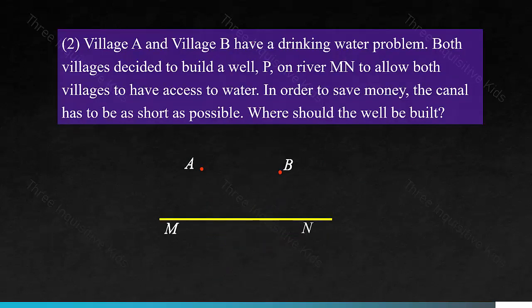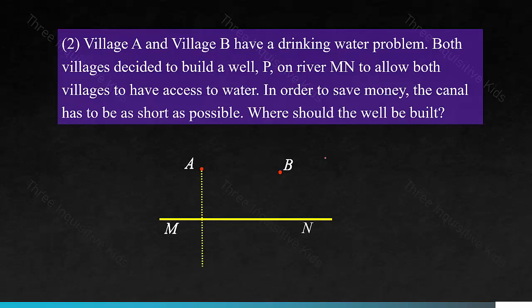Village A and Village B have a drinking water problem. Both villages decided to build a well, P, on River MN to allow both villages to have access to water. In order to save money, the canal has to be as short as possible. Where should the well be built? And you have to prove your thinking.